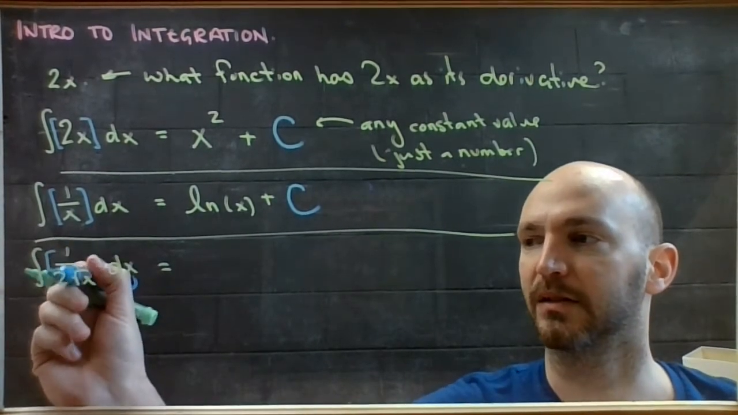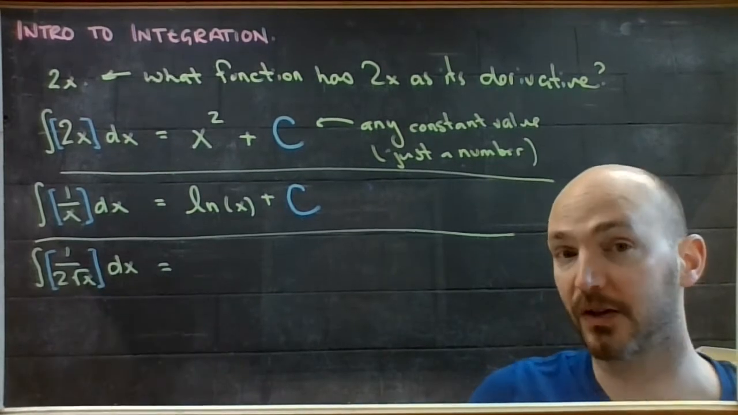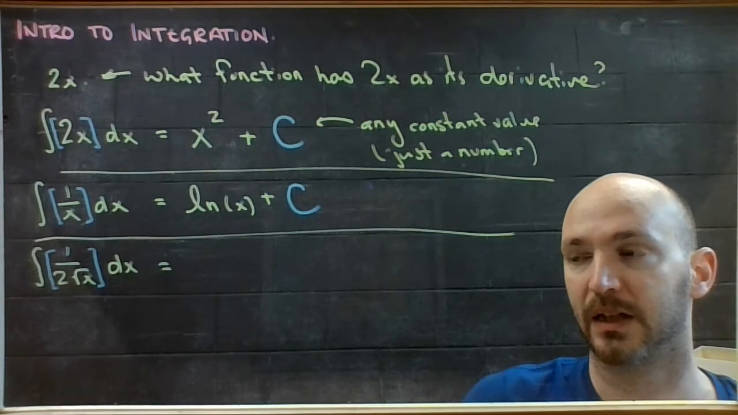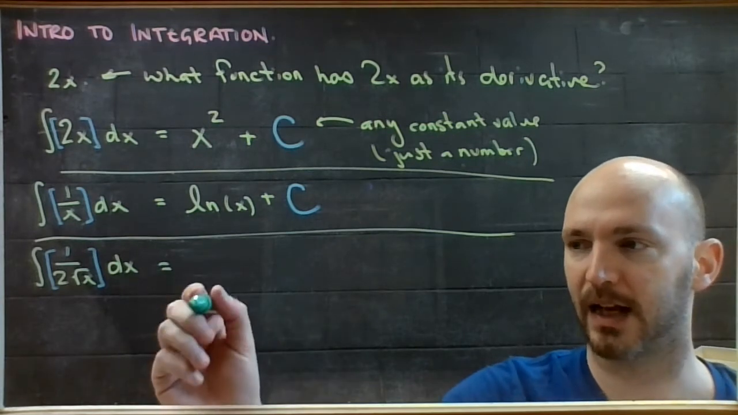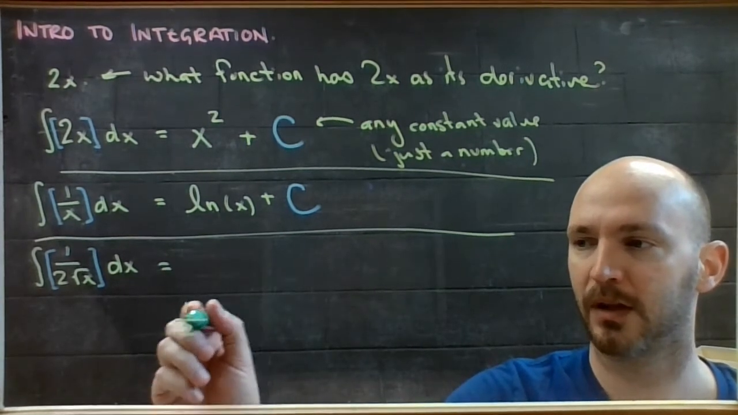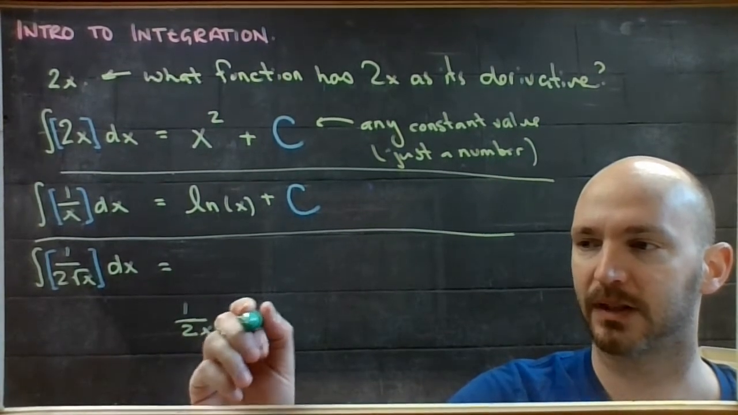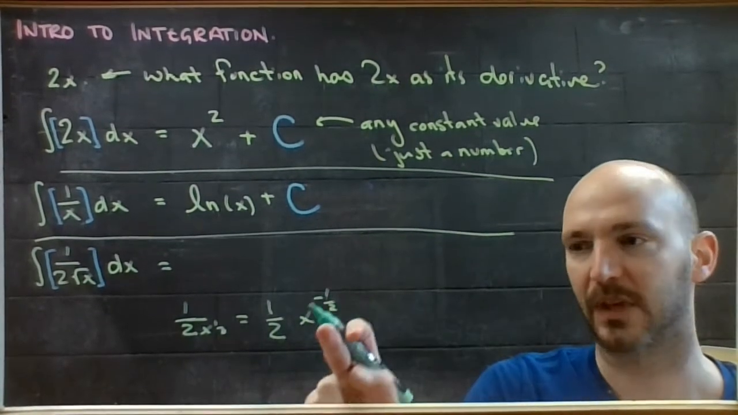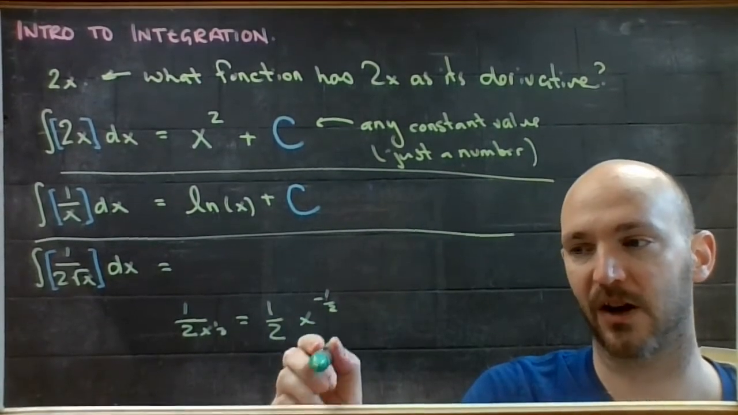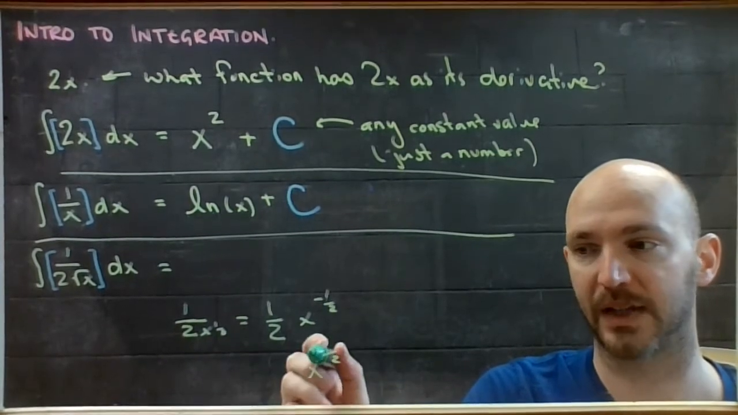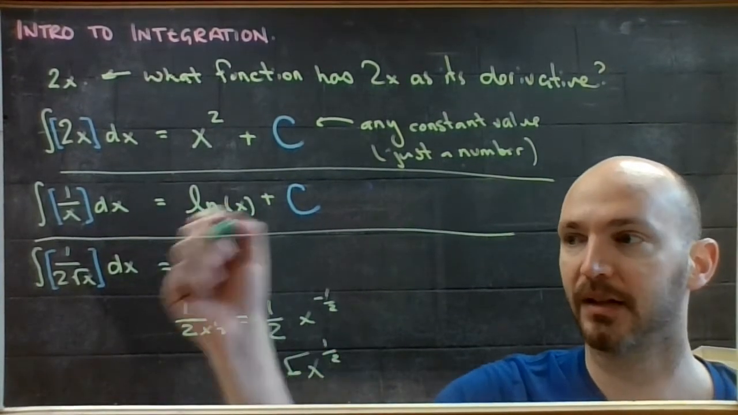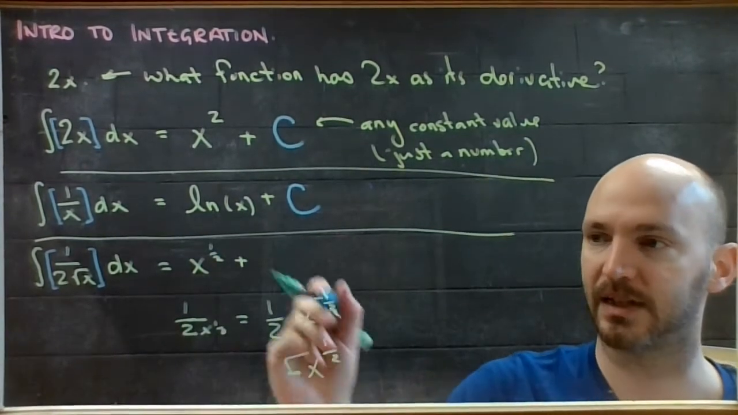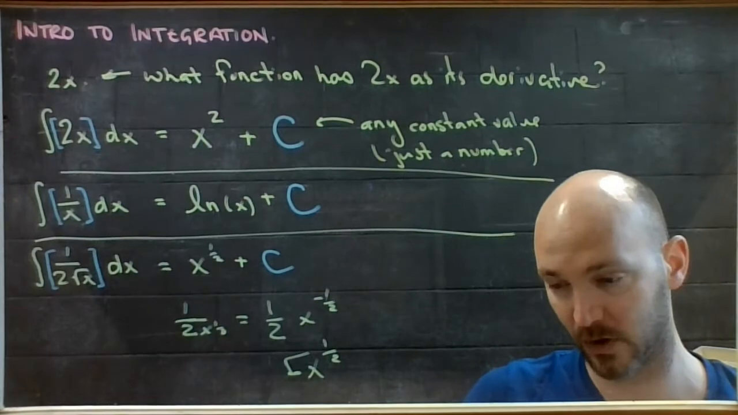So the question there in English is, what function has 1 over 2 root x as its derivative? If you think about that, that's 1 over 2 x to the 1/2. That's 1 over 2 x to the negative 1/2. And I could get this as a derivative if I started with x to the 1/2. Bring the half in front, subtract 1 from that. So the answer must be x to the 1/2 plus c. That's just power rule going in reverse.